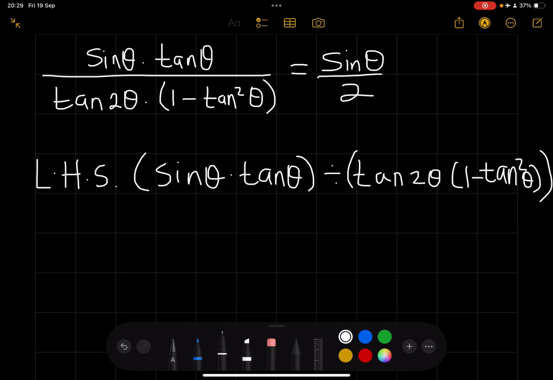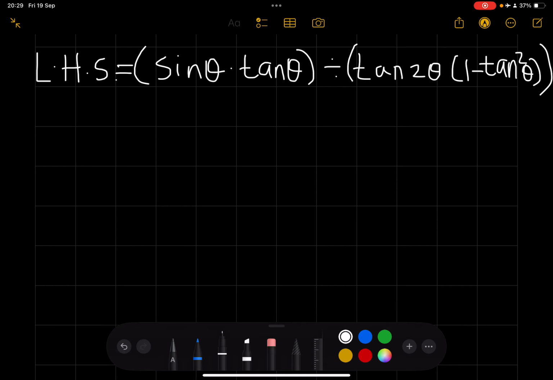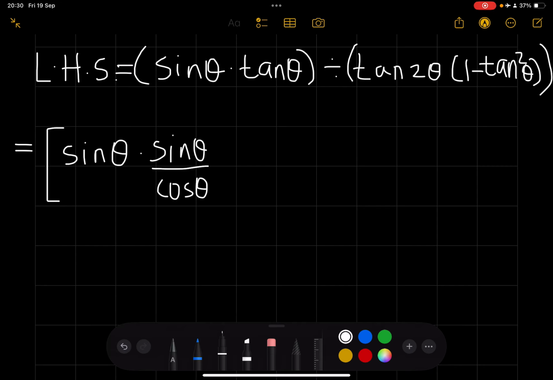Okay, and then now let's see. We're going to have left hand side is equals to. Actually, I don't have to write left hand side so many times, I can just say equals to. The first bracket, we're going to have sine theta multiplied by tan of theta. Tan of theta will change into sine of theta divided by cosine of theta.